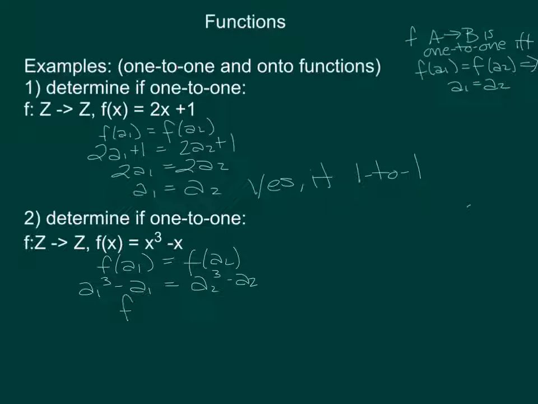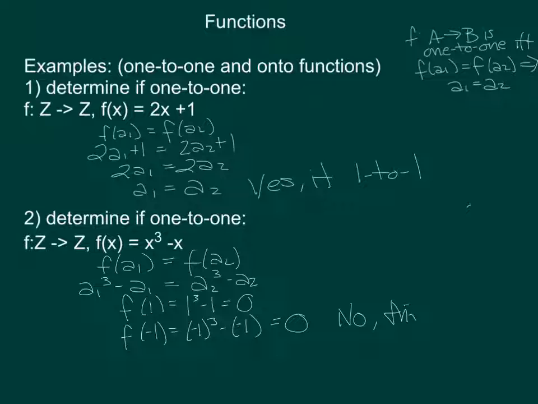So I think about this for a moment, and I see that f of 1 is equal to 1 cubed minus 1, which is equal to 0. And if I look at f of minus 1, that's equal to minus 1 cubed minus minus 1. So that's also equal to 0. So no, this is not one-to-one. And I've proven this by showing this counterexample here. f of 1 is equal to f of minus 1, giving you both the same image in B.